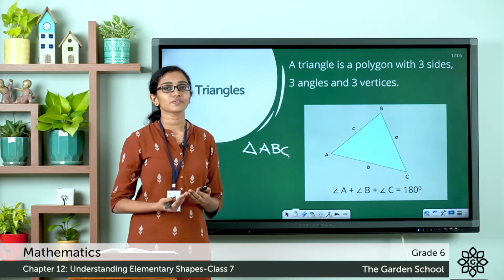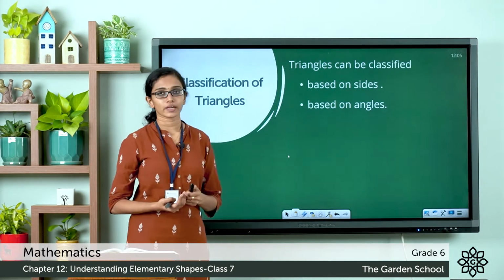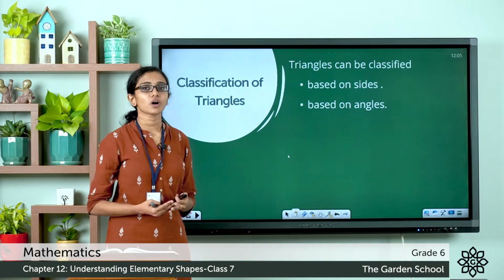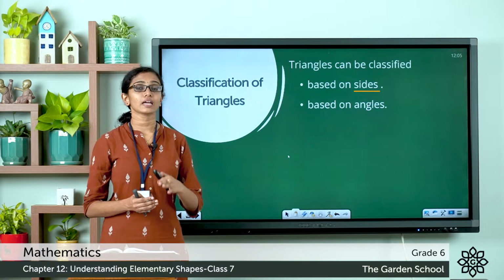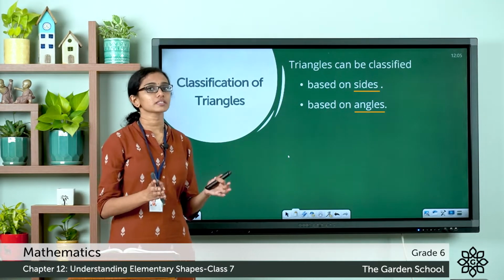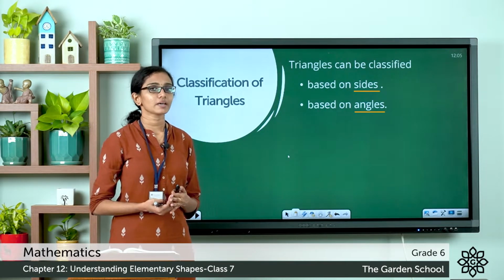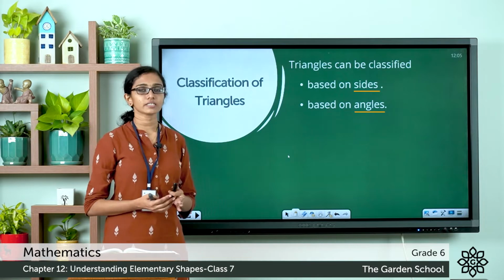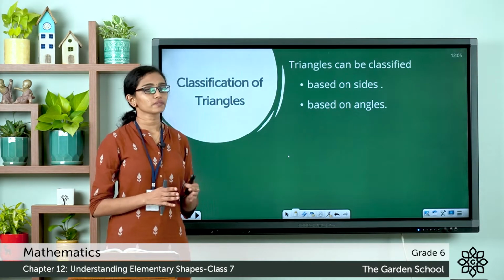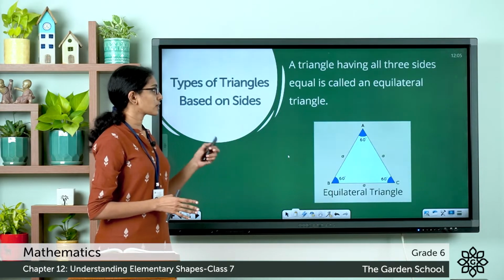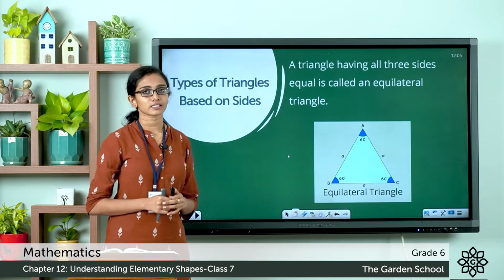Now, 2 types of classifications are possible for triangles. One is based on the length of the sides and the other classification is based on the interior angles or the angles the sides enclose. So, triangles can be classified based on their sides and based on their angles. So, let's see the first type of classification, types of triangles based on sides.